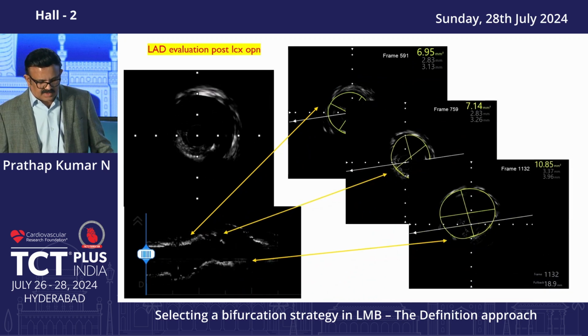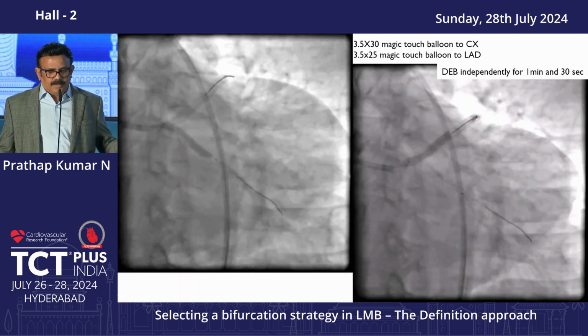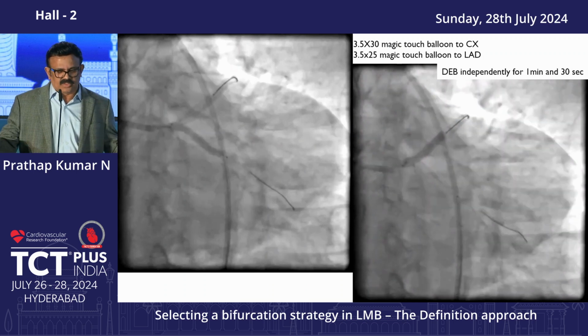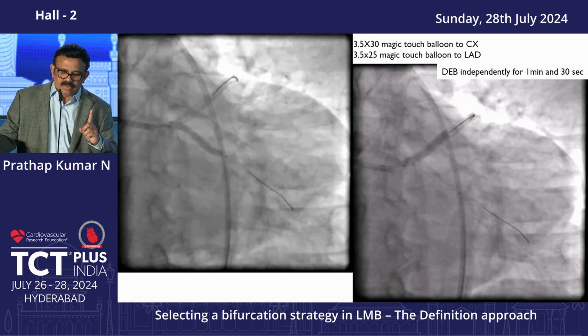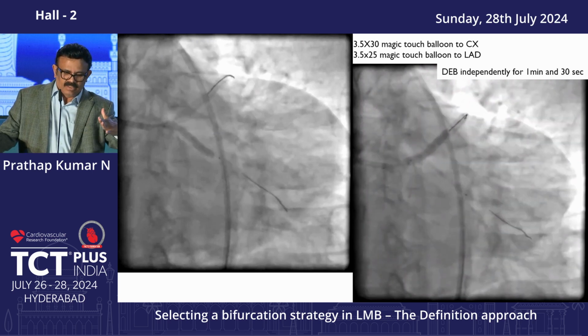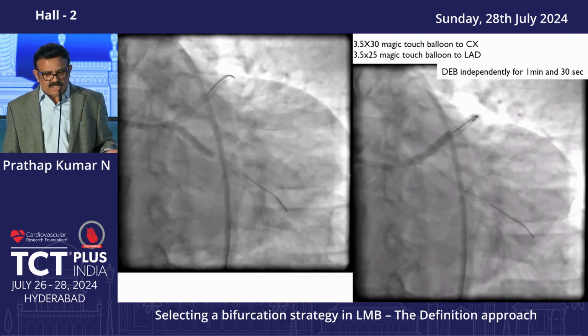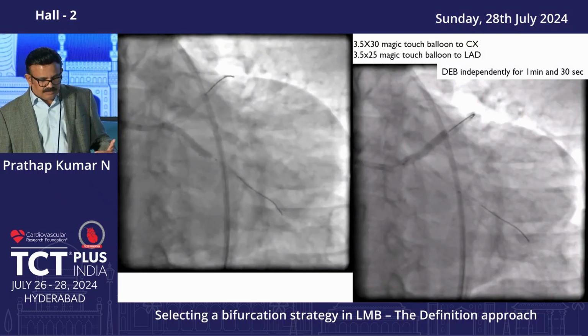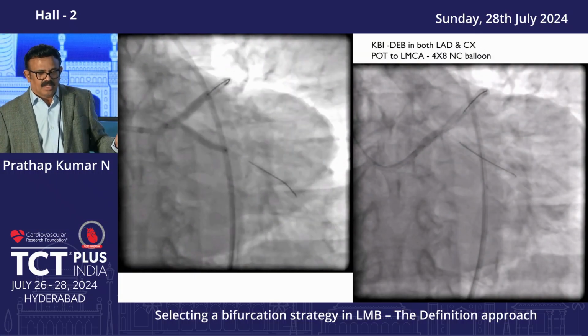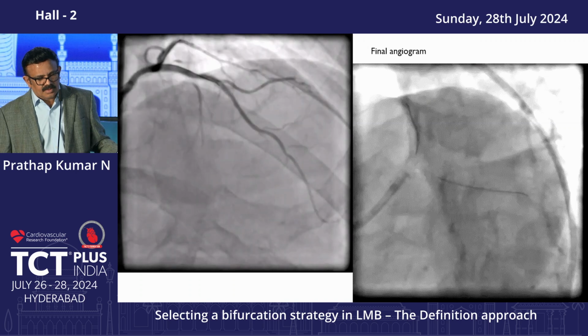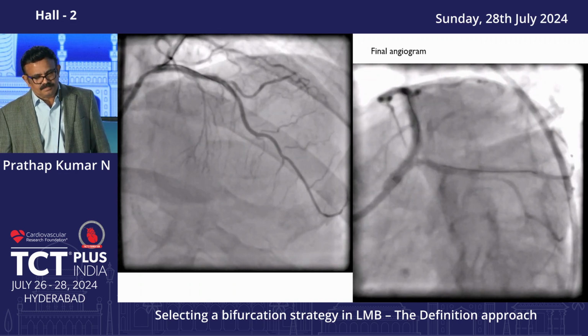Every step I do an IVUS. It takes some time. I put 2 magic touch together. This is the way I do. One magic touch I inflate for 1 minute. The other magic touch balloon will be there. The second magic touch I inflate for another 1 minute. Then both together I inflate for 10 seconds. And POT. This was the final shot.